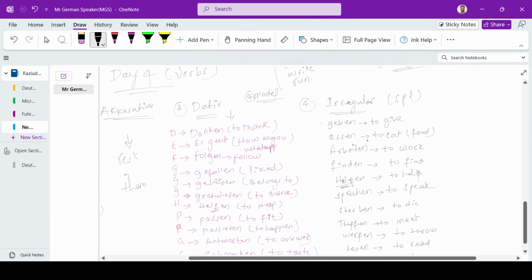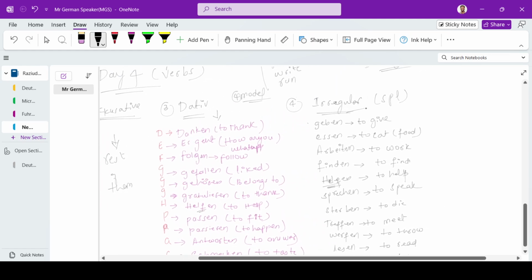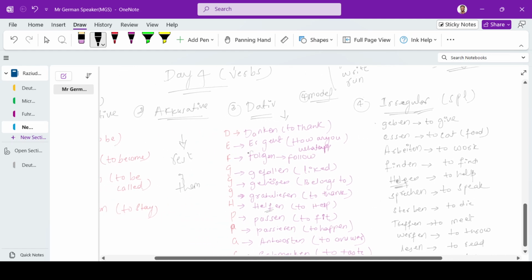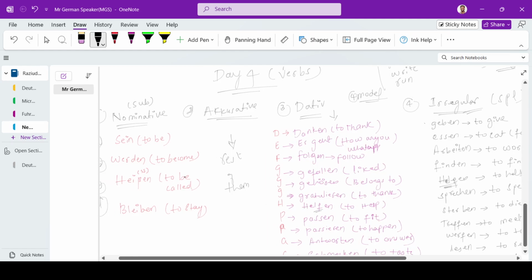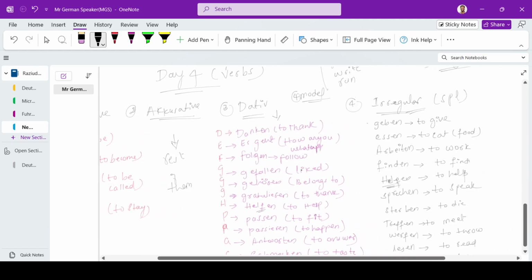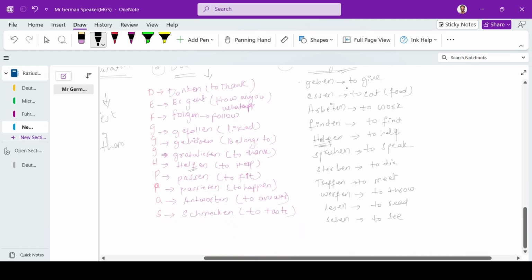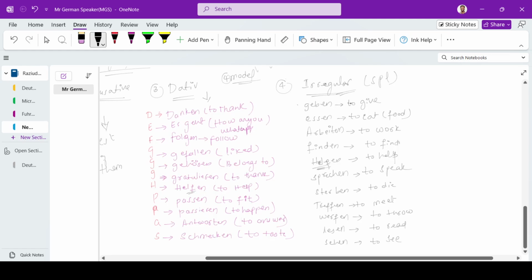So now the question arises, what are these special verbs, irregular verbs? As I said, some of them can be from nominative, some of them can be accusative, some of them can be from dative. So they are like handpicked verbs. These are all the handpicked verbs from the previous three categories, and they have made a special category.